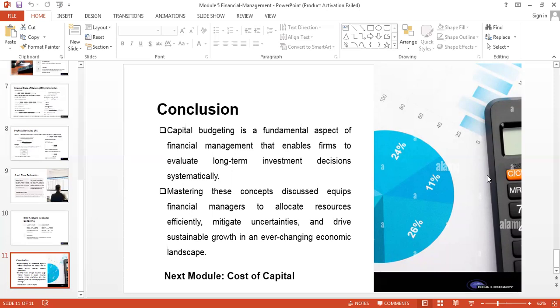This places serious importance on this, and as an intended or potential manager of finance, it is very important for you to understand this.